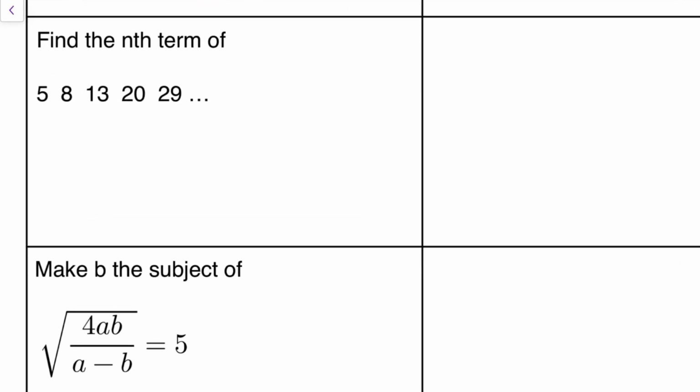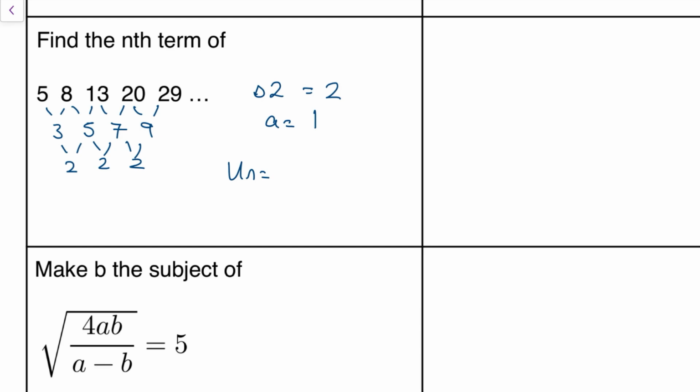Next question. Find the nth term of. Now, we seem to get a lot of quadratic sequences here, and I'm guessing this is another one. So 5 to 8 is plus 3, 8 to 13 is plus 5, 13 to 20 is plus 7, and I'm guessing without even looking that's plus 9. So it is another quadratic. So the difference is plus 2, which means now my second difference is equal to 2, which means my a term is equal to 1.